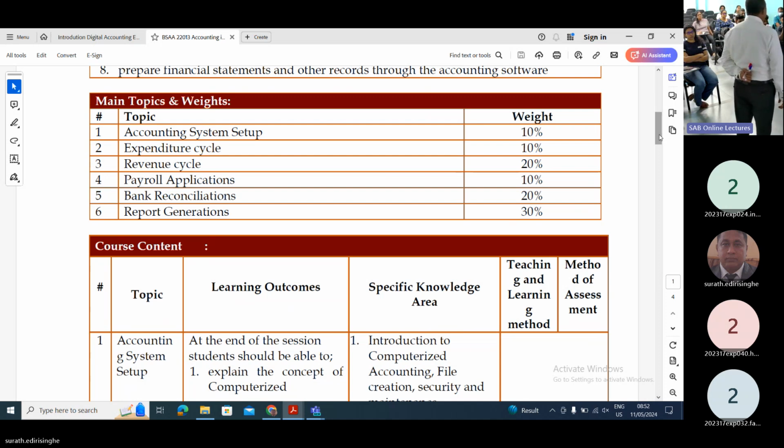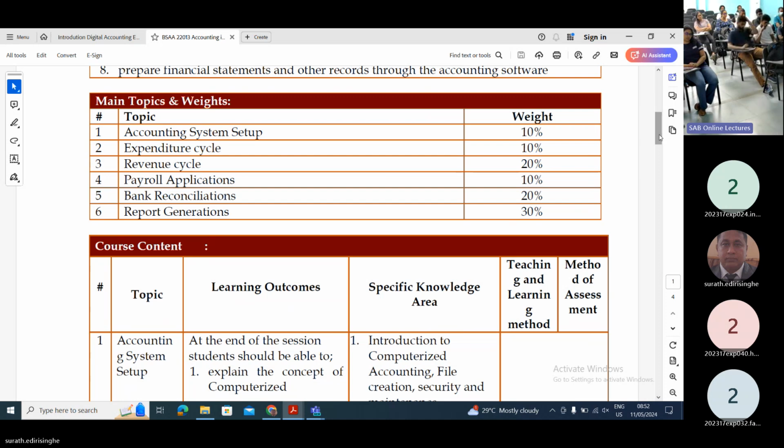Chapter 4, payroll application and bank reconciliation. The last one, generate required reports and report customization, modification of reports according to your customer requirement. Customer requirement, we can modify it in your reports. Those are the areas, topics.